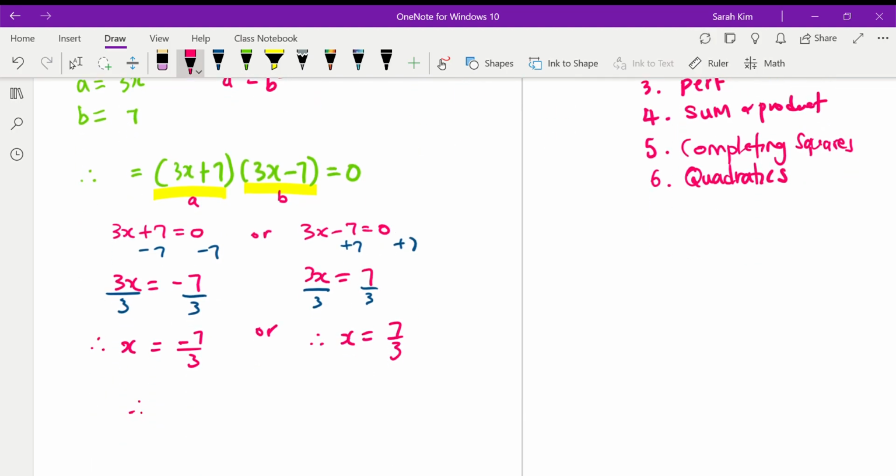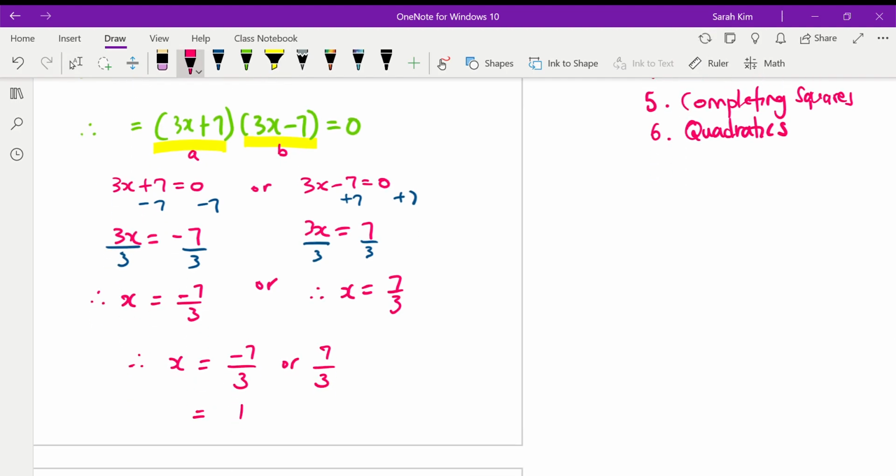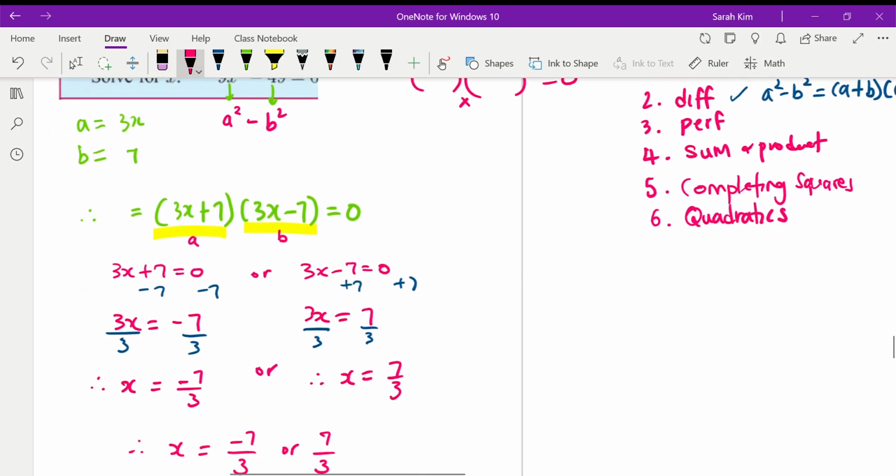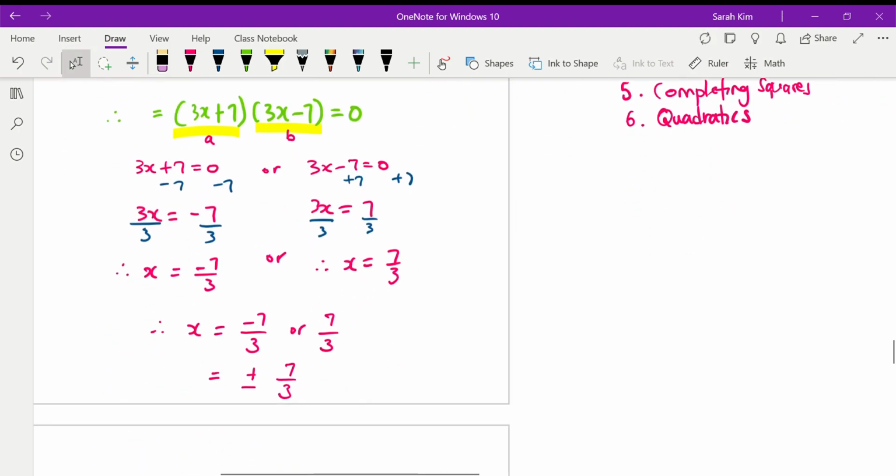Okay, so my answer, x can be minus 7 over 3, or 7 over 3. Or you could write this as plus or minus 7 over 3, because it's the same numbers, just one option is a positive, one option is a negative. Okay, so, I'll go through the tips later. That's good.